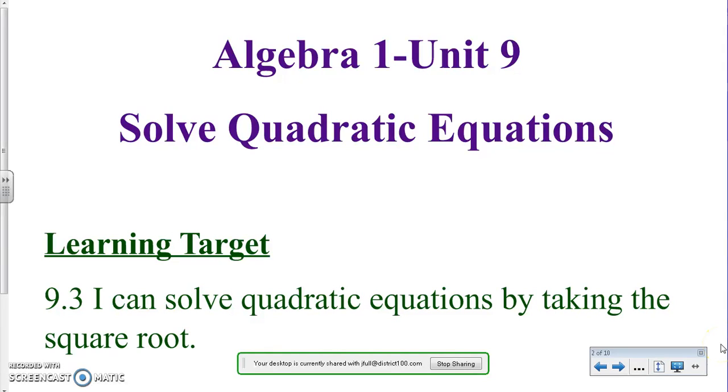Today we're going to continue solving quadratic equations using algebraic methods, and we are going to start a new method. So you actually learned how to solve by graphing, solve by factoring, and then also how to make sure you take out the GCF. So we are going to solve quadratic equations by taking square roots.